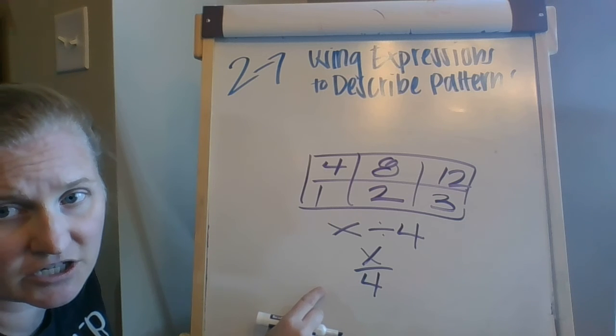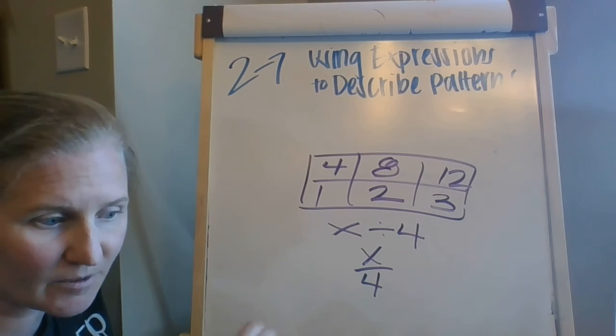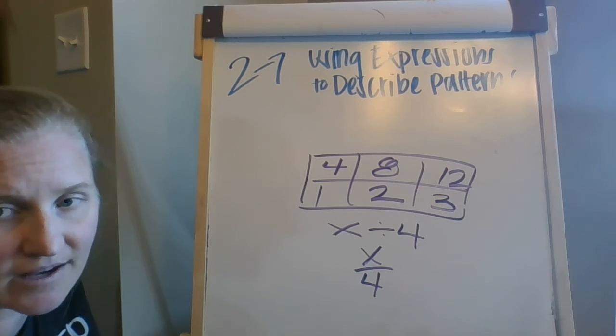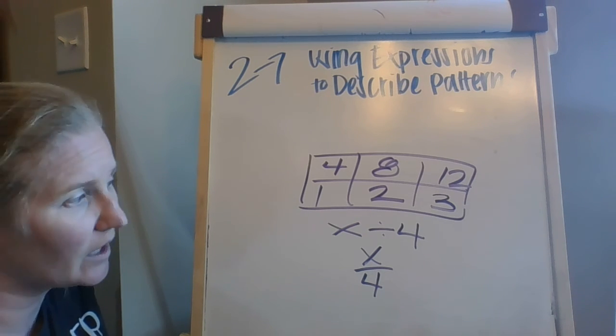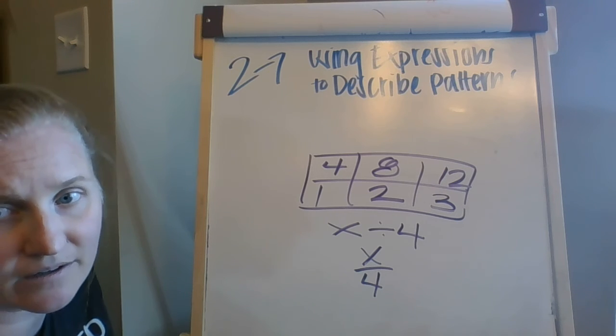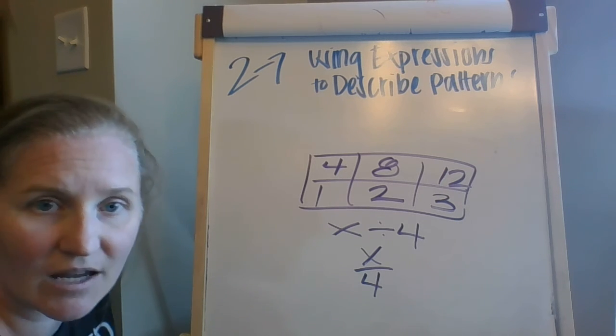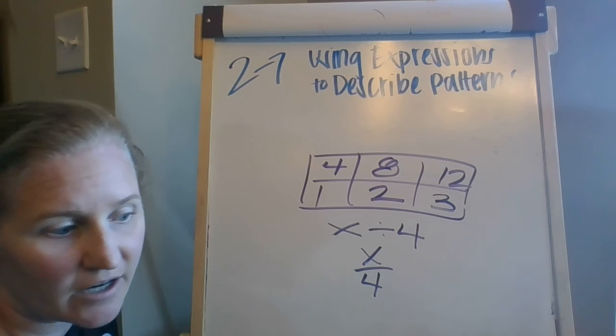your algebraic expression. Now, remember for that expression, I'm going to say it again, it has to have those 3 things. It has to have a variable, it has to have a number, and it has to have an operation. Okay, so we're not just saying divide by 4. Nope, it's x divided by 4. So make sure that you're putting that in as an expression.